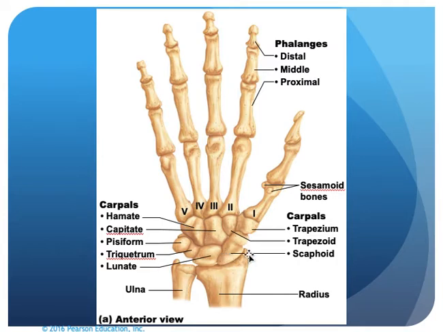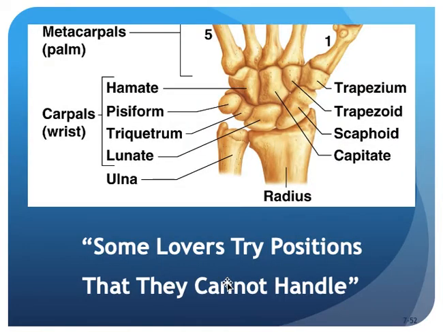So here is my radius, ulna. This is my proximal row, and then this is my distal row. Okay, so again, you got to be able to make sure you can label all of these for practical purposes. And then always knowing which ones get broken or which ones are most easily fractured is a good idea too.